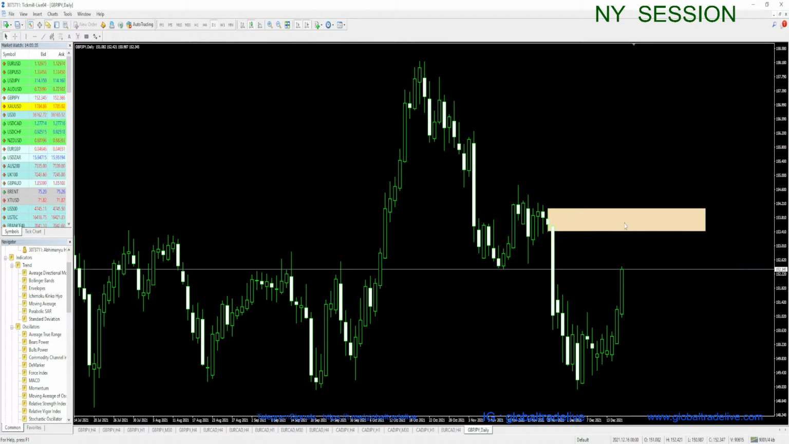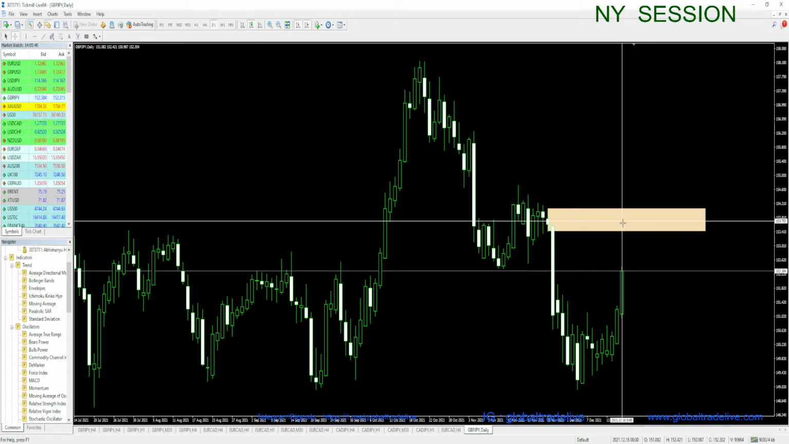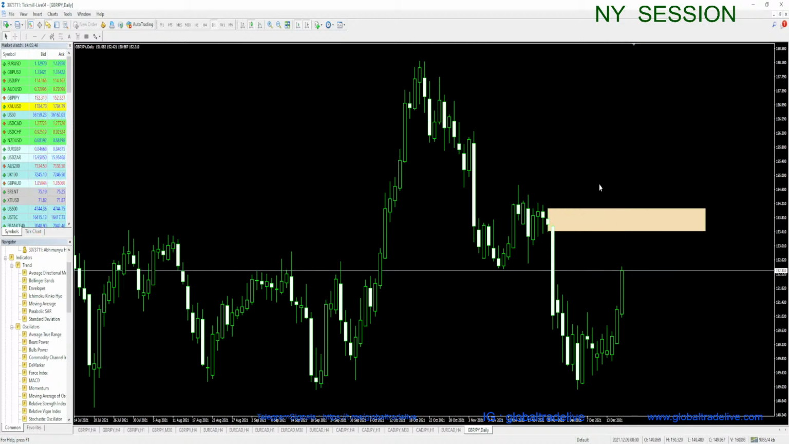So look here. I already had this POC level marked in GBP. So if the market doesn't reject this area, it should be going up to tap this area, which is still 120 pips away from the current level. That means the market can be really bullish today or tomorrow.